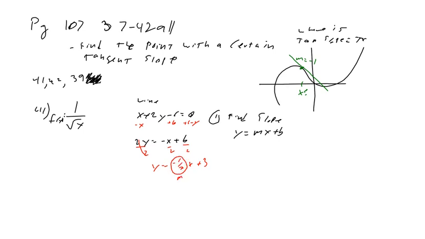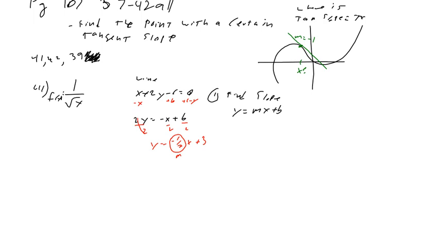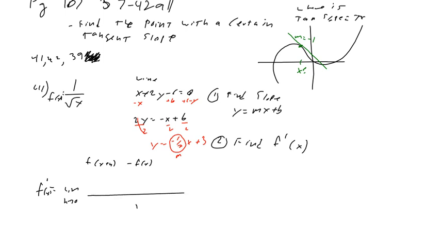Second thing I need now, I found my slope. Now I need to find the derivative. Find f prime. So I know my derivative is f prime of x. That was our little notation we talked about here. F prime of x was the limit as h approaches 0 of f of x plus h minus f of x over h. And I'm going to put these in brackets.